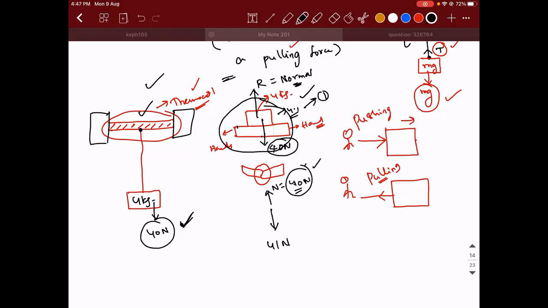So this 40 Newton is acting on the string, and the string is acting as a medium which is creating the contact between whom? Between the weighing stone and this thermocol sheet, unlike the previous case. Correct? Are you able to understand? Now, if I increase this to 4.1 kilogram, like how I did in the previous case, what do you think is going to happen?